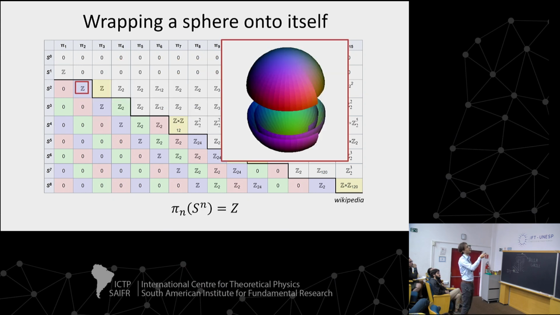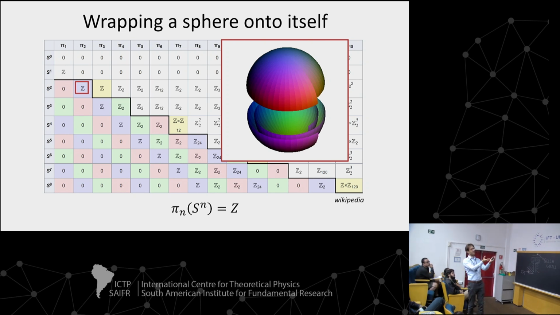Similarly, you can wrap a sphere, a 2-sphere, right, around itself an integer number of times. That's maybe less obvious to see. If I had a demonstration, you can do that with a plastic bag and a tennis ball, right, where you wrap the bag around the ball once, but then you twist the bag and you can wrap it again, and you can do that any integer amount of times.